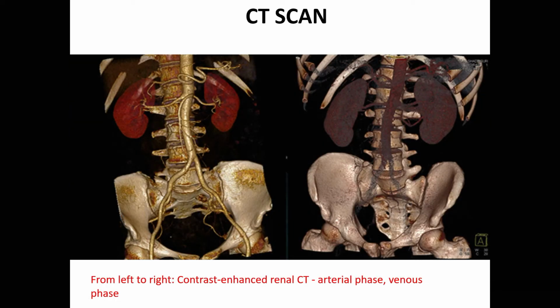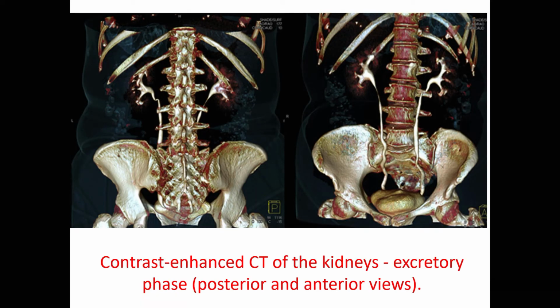So the CT scan from the left to the right. Contrast enhanced renal CT, arterial phase, venous phase. You can see the CT scan with the arterial phase and venous phase. The contrast enhanced CT of the kidneys with excretory phase, posterior and anterior views. Excretory phase, you can see the contrast which is excreted downstairs to the lower urinary tract, and here's also the anterior and posterior.